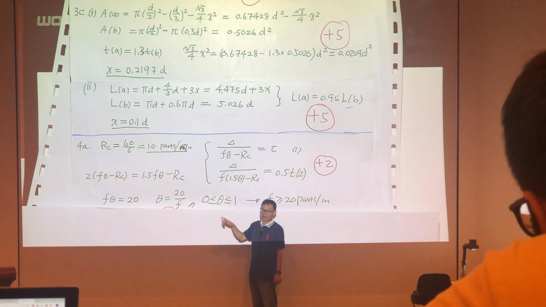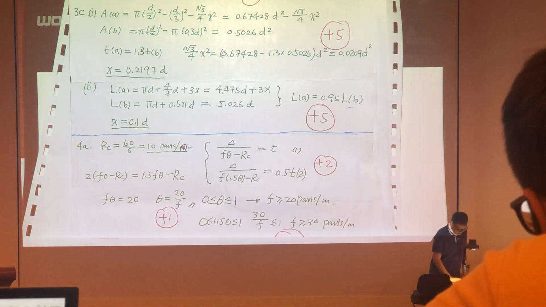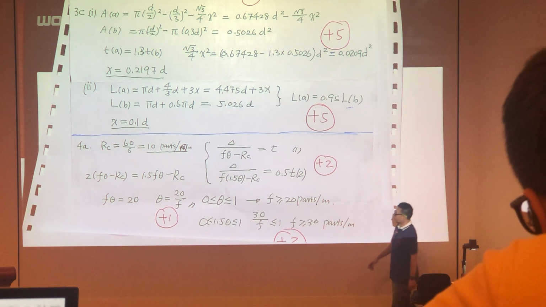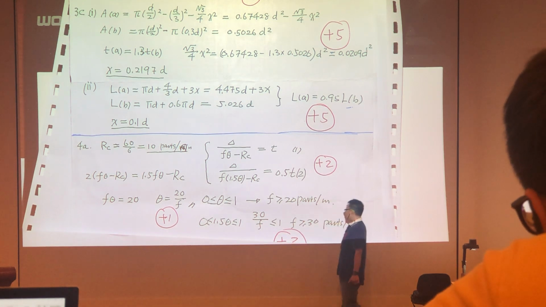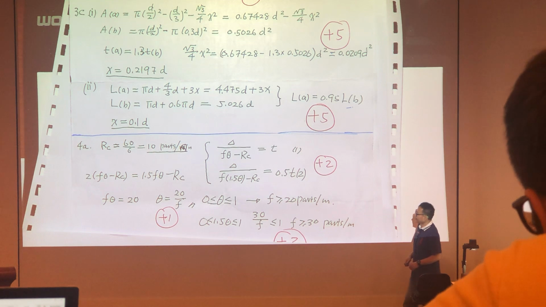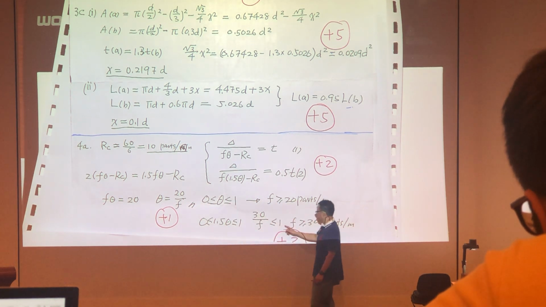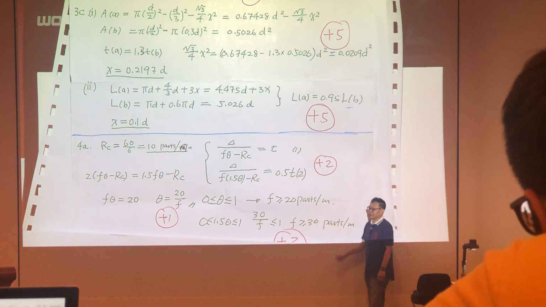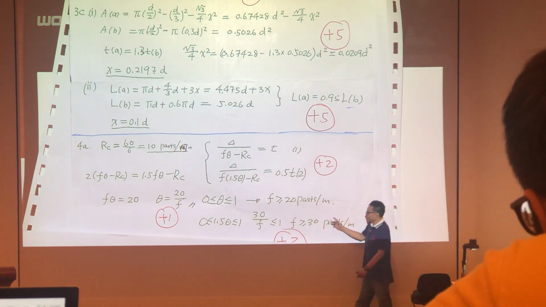We have theta, and we have the second scenario, 1.5 theta. So 1.5 theta is also less than 1, correct? And you substitute this into this. You find that f should be no less than 30. So eventually this is the value taken: 30.